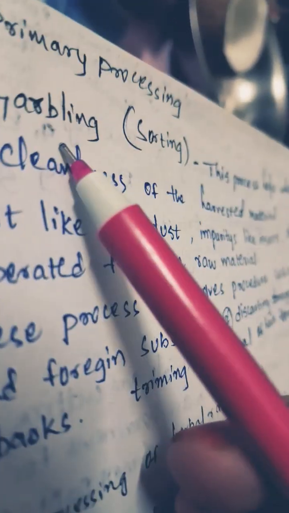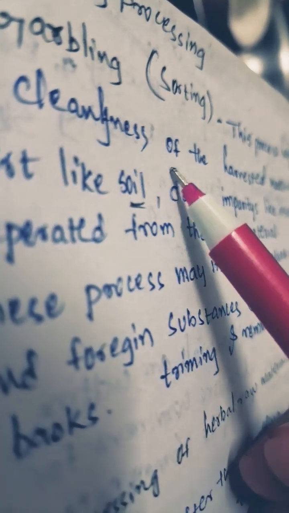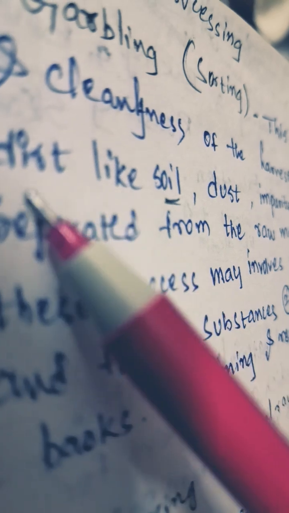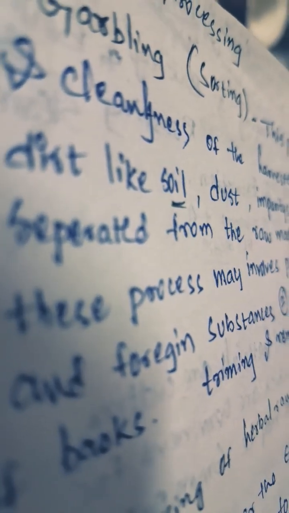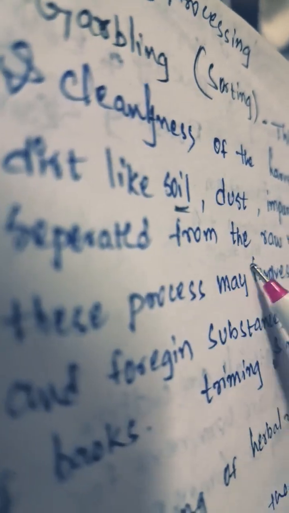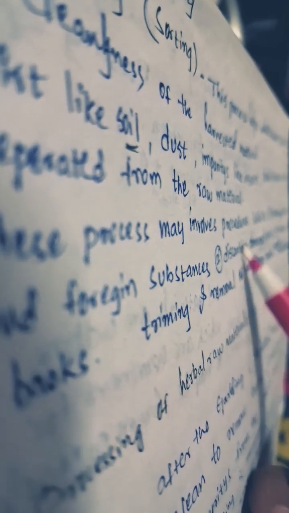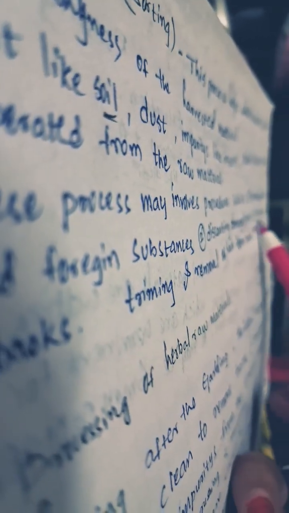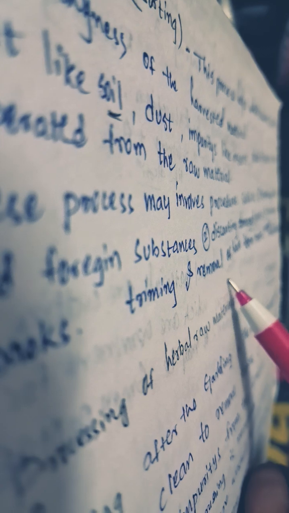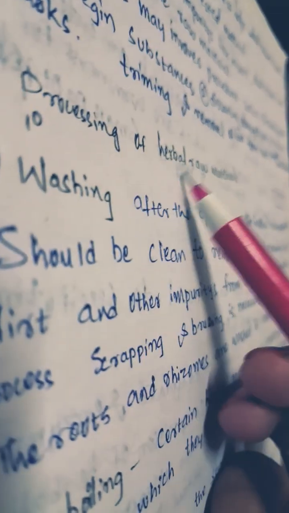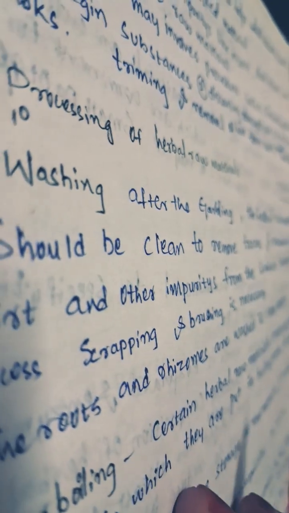Primary processing, in that garbling is also called sorting. This process helps to ensure the purity and cleanliness of the harvested material, so that the dirt like soil, dust, impurities like insects, and dead tissues are separated from the raw material. This process may involve procedures such as removing dirt and foreign substances, discarding the damaged parts, peeling the barks, trimming and removal of hair from the roots, and removal of seeds from the fruits.